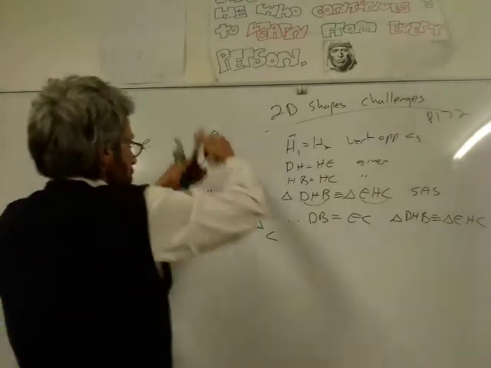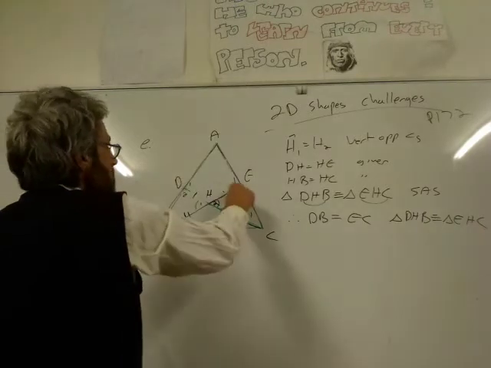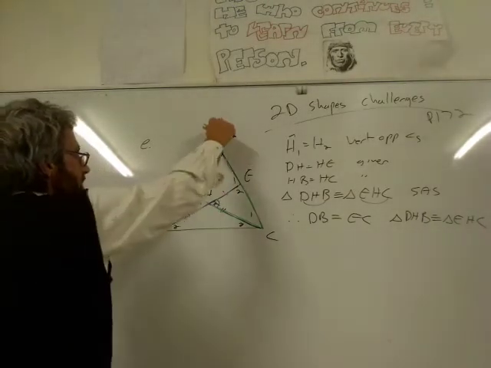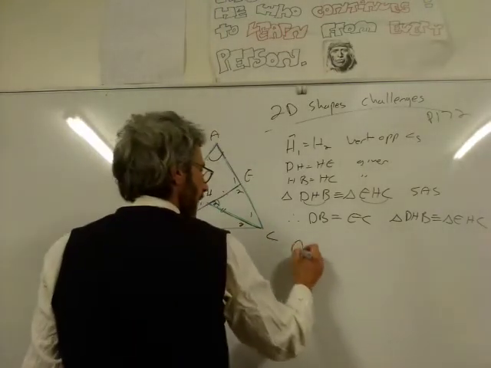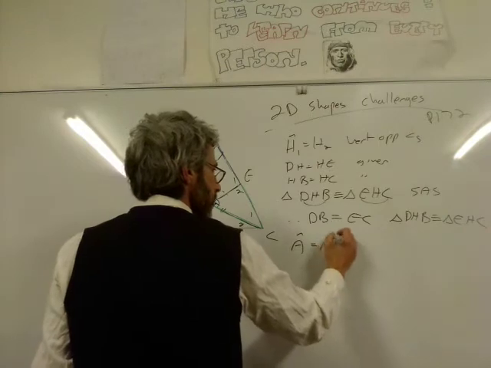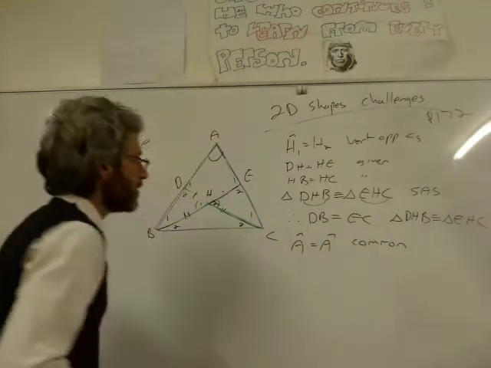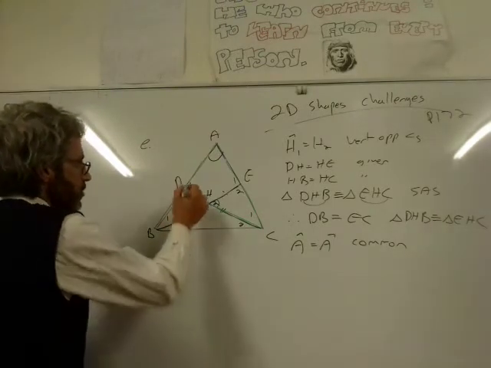So we've got triangle ACD and ABE. They obviously share the same angle. Angle A is both in ABE and in ACD, so angle A is equal to itself because it is common. Now can we think about another angle that is equal?